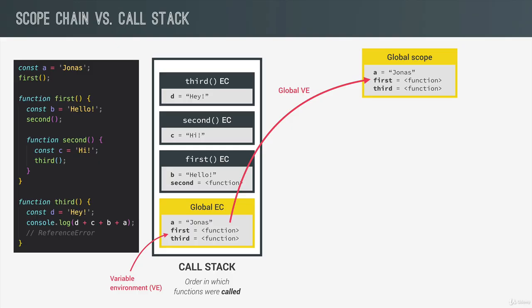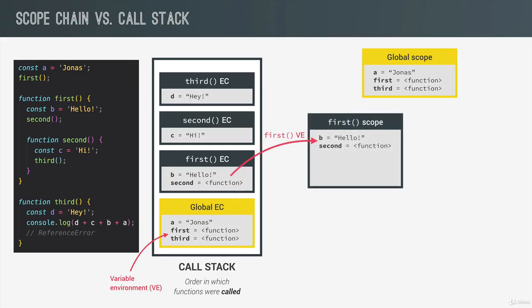And this function, of course, also gets its own scope, which contains all the variables that are declared inside of the function. And once again, this is exactly the same as the variable environment of the function's execution context. However, that's not all, because now we already know about the scope chain. So the first scope also gets access to all the variables from its parent scope, thanks to the scope chain.